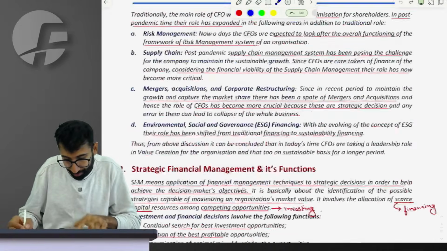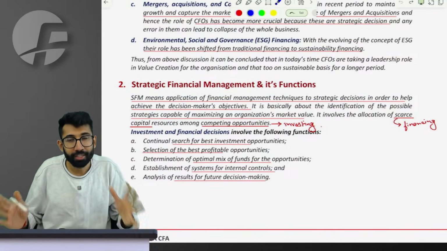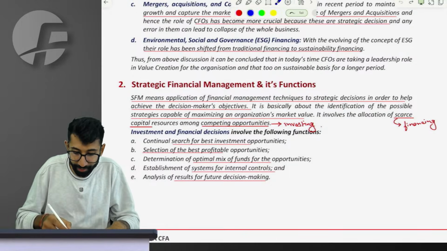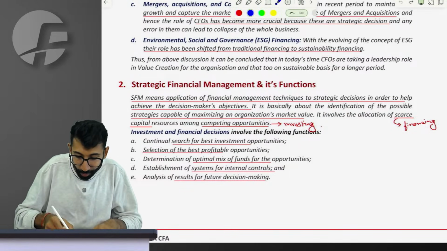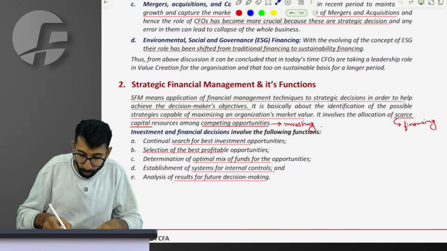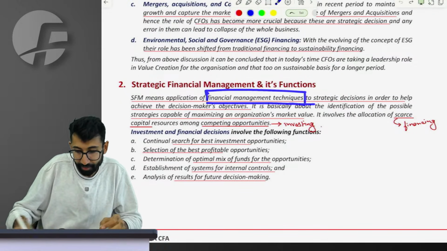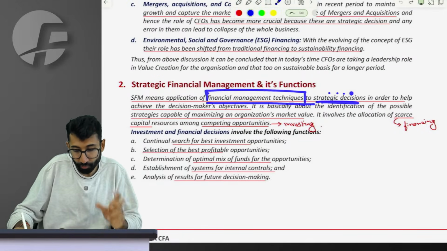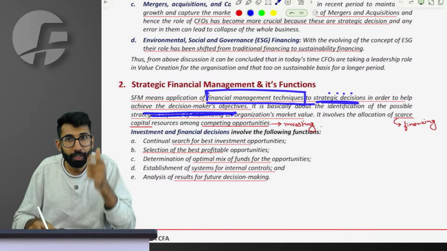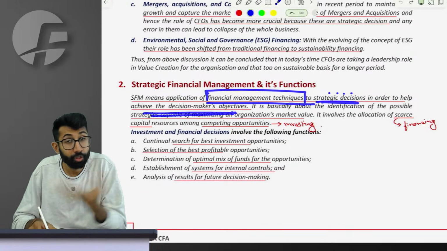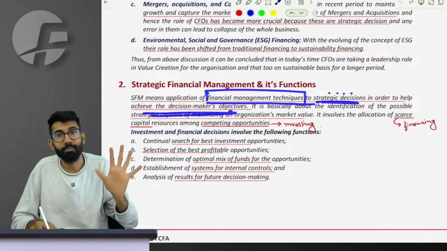Perfect, that was the role of the CFO. Sir, strategic financial management: meaning and its function. The chapter that you're learning, AFM, right, which was earlier SFM but has now been converted to AFM, what is its function? Very simple function: it applies financial management techniques while taking decisions. What is the purpose? To achieve the decision maker's objective. As a decision maker, my objective can be to borrow from someone or raise money at a lower cost, or maybe to invest the money at a higher return. These can be my objectives.